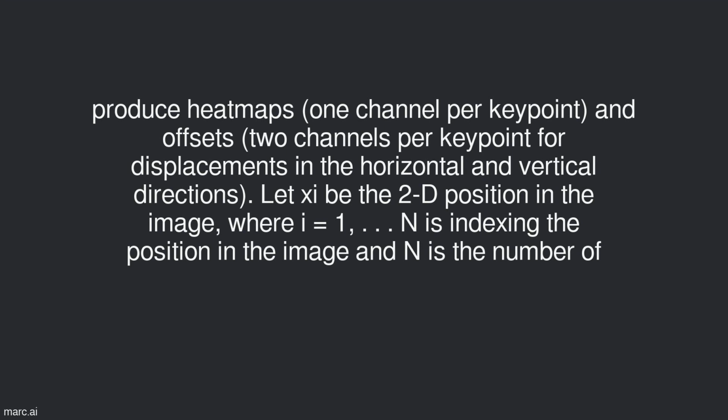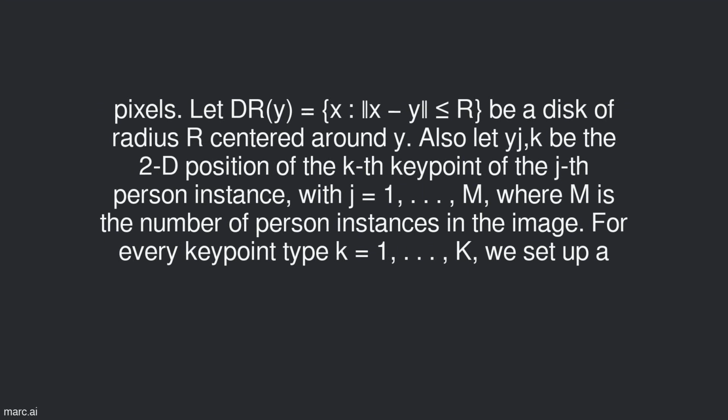Let D_R(y) = {x : |x − y| ≤ R} be a disk of radius R centered around y. Also let y_{j,k} be the 2D position of the k-th keypoint of the j-th person instance, with j=1,...,M, where M is the number of person instances in the image.